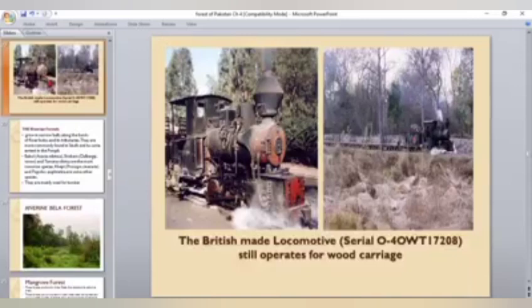This is the picture of Changa Manga. It was made by the British government.